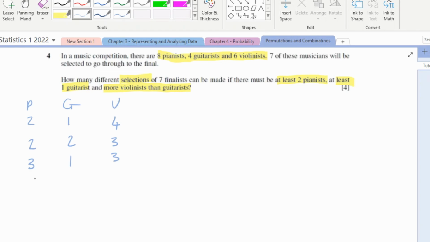Could we go 3 pianists, 2 guitarists, and 2 violinists? So we could go 3, 2, 2. Could we do that? Why not? Yeah, more, not the same. Okay, so we can't do that. There's one more that we can do. Can anyone see it? Four, 1, 2. So those are the 4 ways that we can fulfill this.